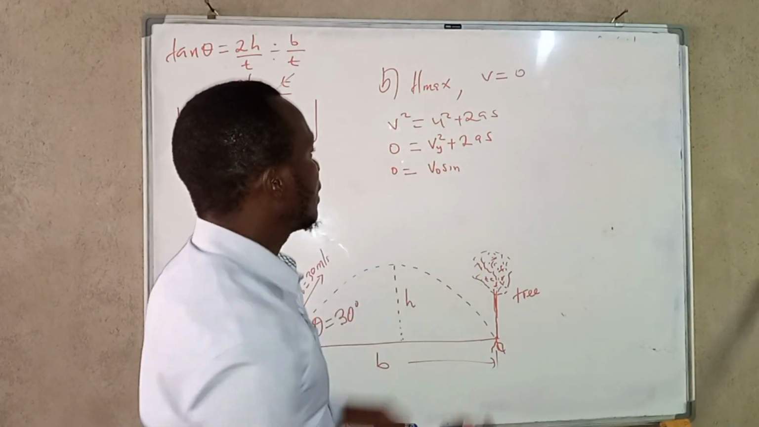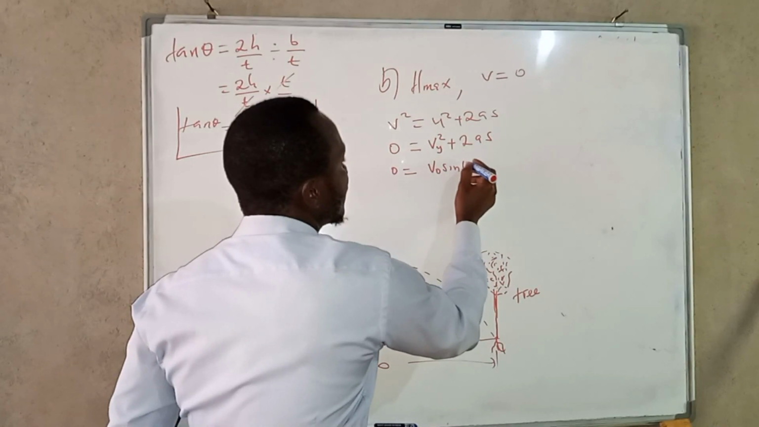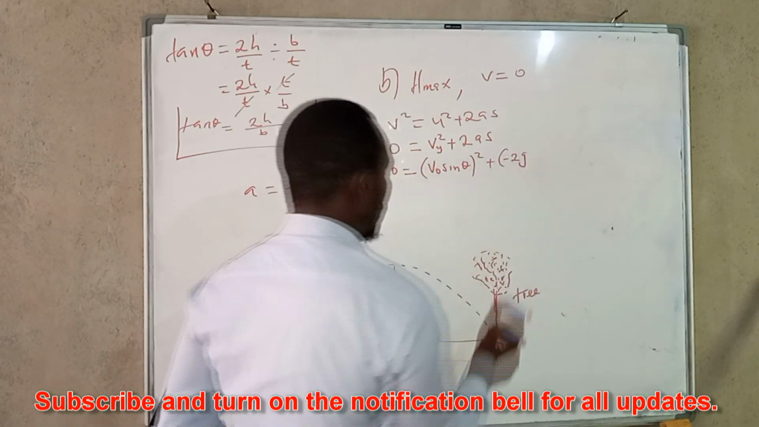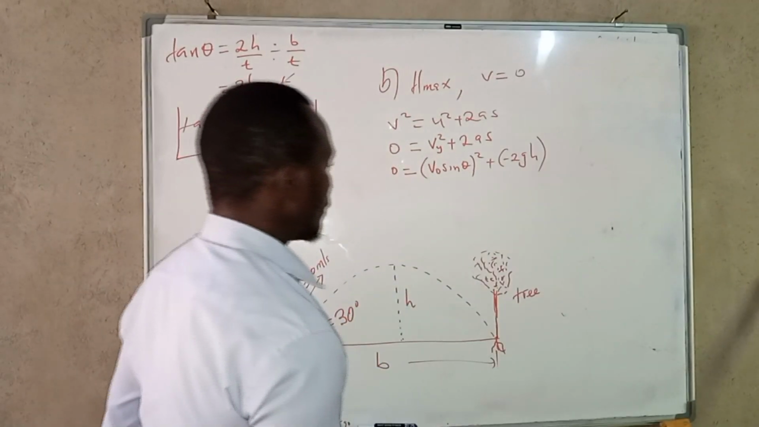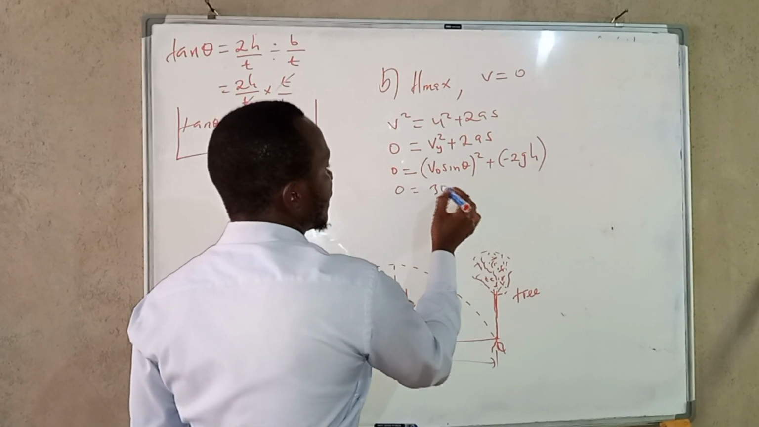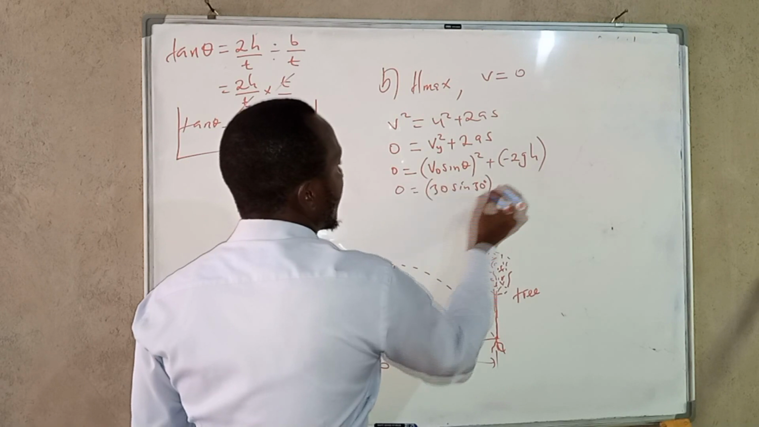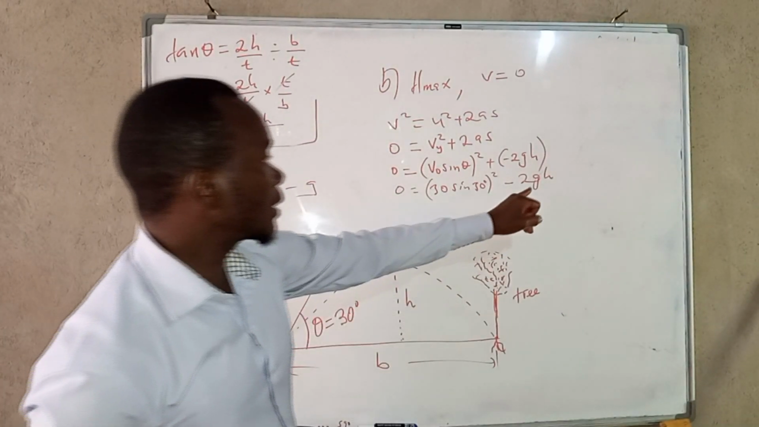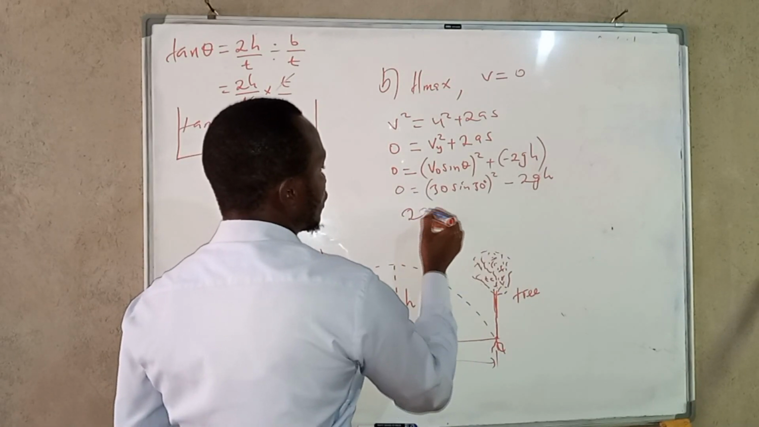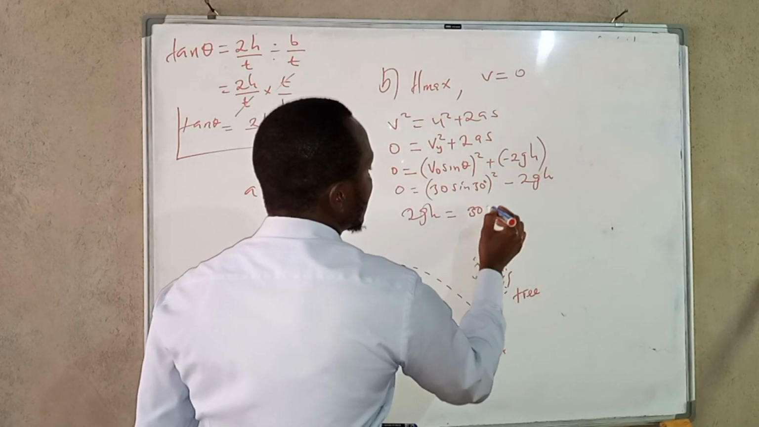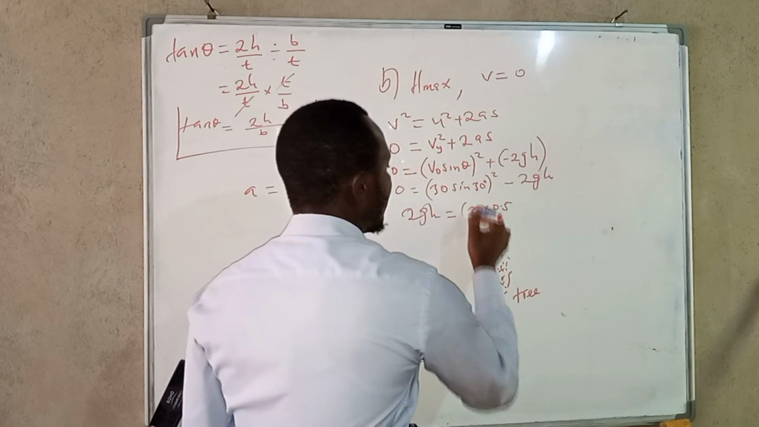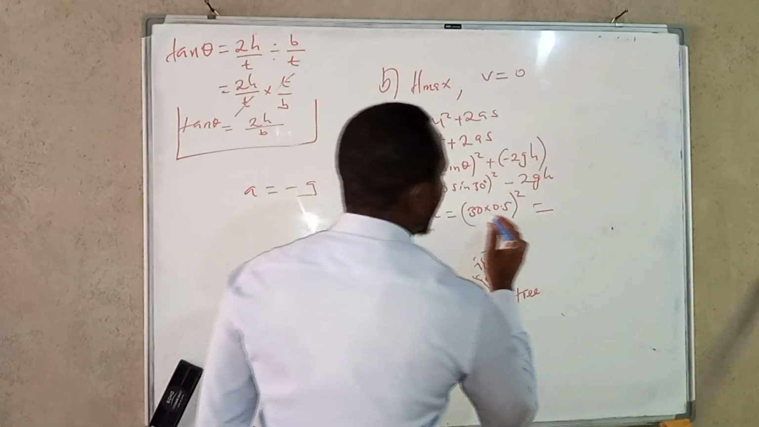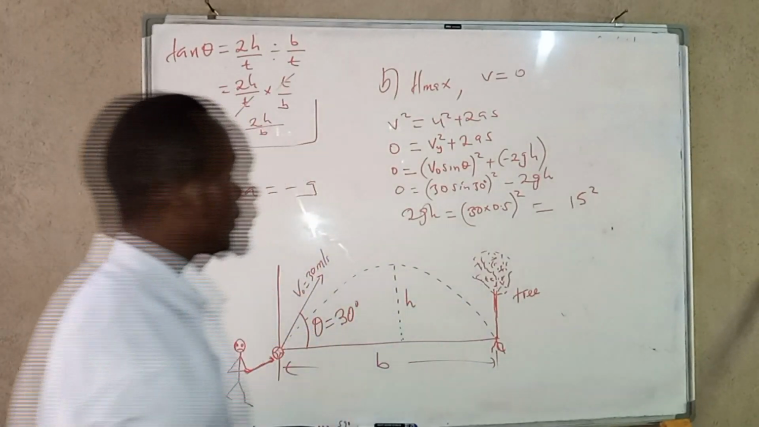So we have vy squared plus 2as, so Vo sine theta squared plus negative g, and where is s, we can put h here. So we can plug in the values. We have 30 sine 30, we square this, so this will be minus 2gh. From this one can come this side, and we're going to have 2gh is equal to, this is 30 times 0.5, since sine 30 is 0.5, the square of this, which is 15 squared.